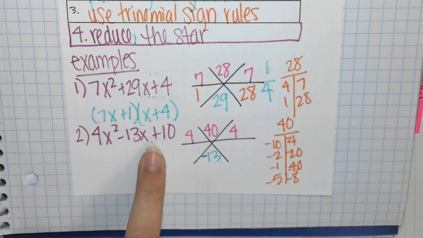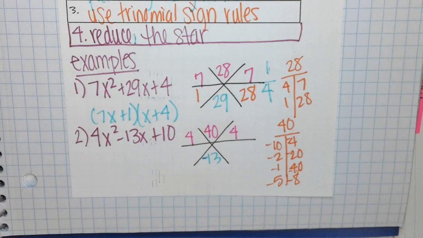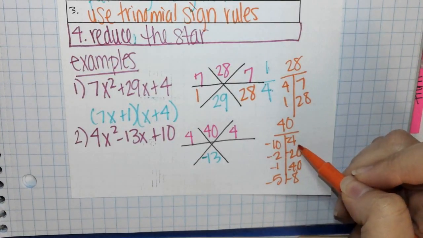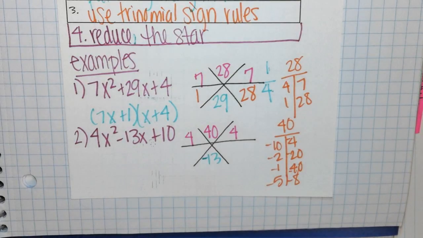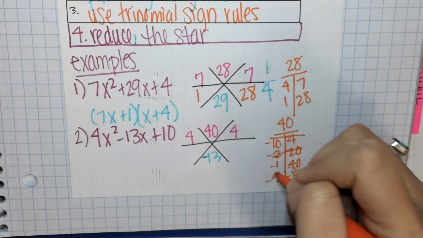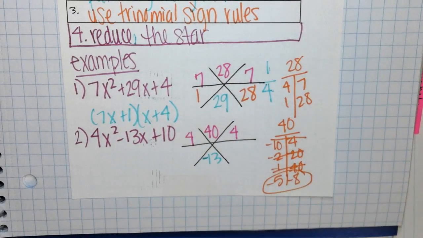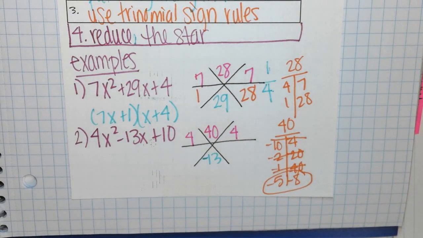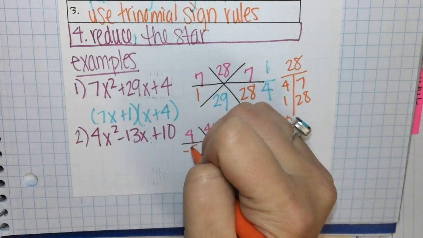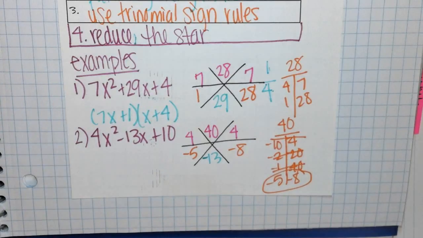Remember our rules. If C is positive, both match B. Okay, now which of those, and that's negative 4 if you can't read my scribble, super sorry, which of those adds to give us negative 13? Not this one, not this one, not this one, but this one. So where does that go? Right there, in the 2 blank spaces of the star. Okay, negative 5, negative 8.